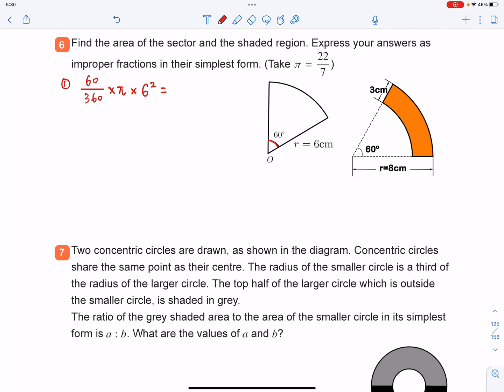Since you take pi equals 22 over 7, that will be 1/6 times 22 over 7, and then times 6 squared. Okay, and you see that 6 squared and this 6 in the denominator will be cancelled. So the answer then equals 22 times 6 over 7, which is 132 over 7, and the unit is centimeters squared.